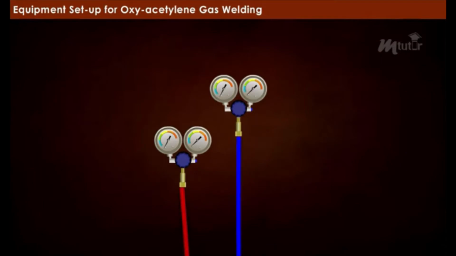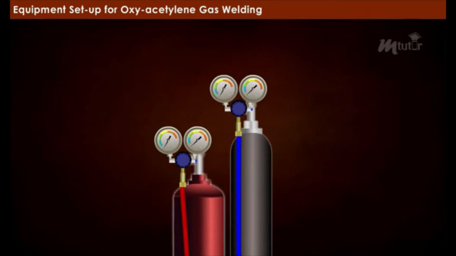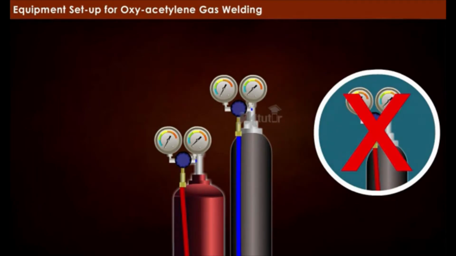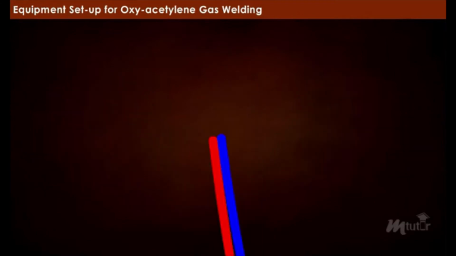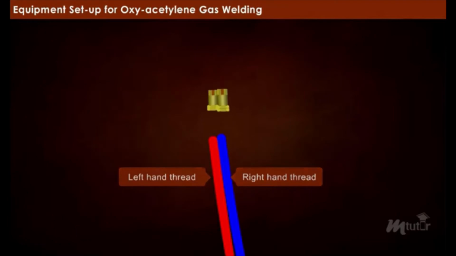Attach the hoses to the flashback arresters. Never use an acetylene hose on an oxygen cylinder or an oxygen hose on an acetylene cylinder. As a further safety precaution, connect the oxygen hose in right-hand thread and acetylene hose in left-hand thread.